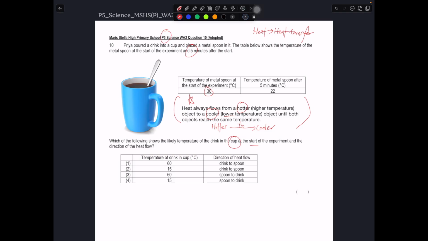Okay, so you are being asked to make a few choices. So there's actually two parts to this question. So let's go through this part first, the evidence that has been given to us. 30 becomes 22. The temperature of the metal spoon decreases. So what does it mean? It means that the metal spoon lost heat. Okay, the metal spoon lost heat.